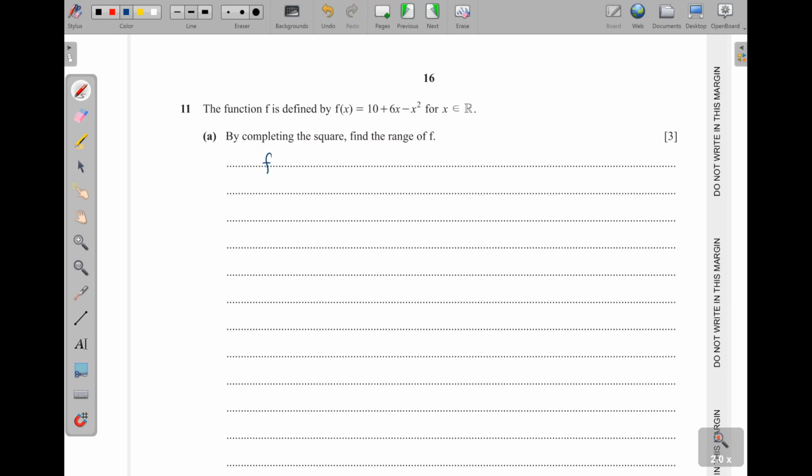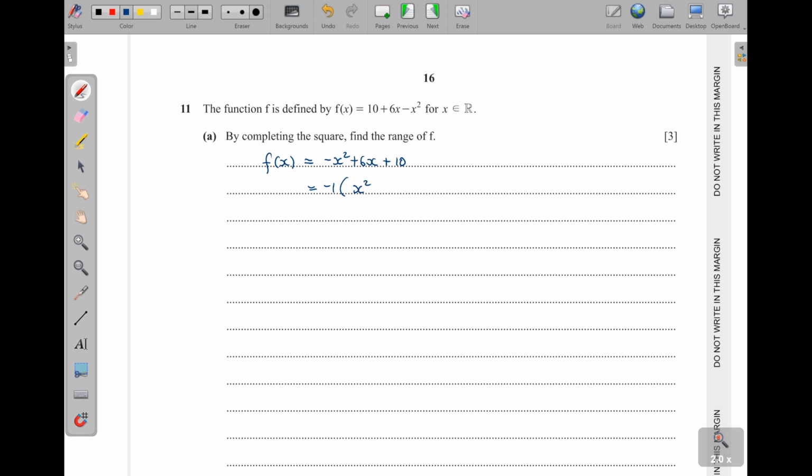Okay, so our f of x here is going to be equal to, I'm going to write this one in the decreasing powers of x. So we shall have negative x squared, then plus 6x, then plus 10. Now, when we are completing squares, we need to first make sure that the coefficient of x squared here is a positive 1. So we don't divide, we factorize it. So I will factorize that negative 1.